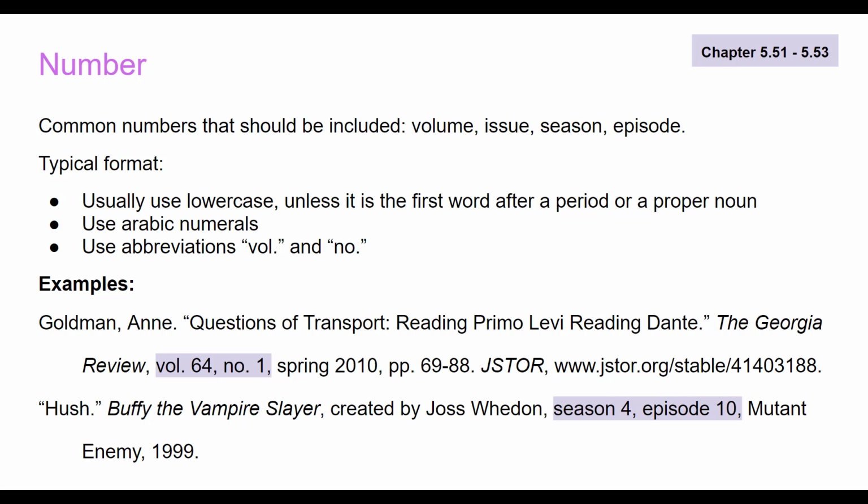So the examples we have, the first one is a journal article from Ann Goldman, and it's coming from the 64th volume, issue number 1 of the Georgia Review. Okay. In the second example here, this is citing an episode of television. Hush is the episode from Buffy the Vampire Slayer, and you'll see that it is season 4, episode 10. Okay, so you will actually write out season and episode there, but for volume and issue number, because you see them so often, and because most people, or at least most academics, will kind of know what VOL and NO period mean, you'll be able to shorten those up.